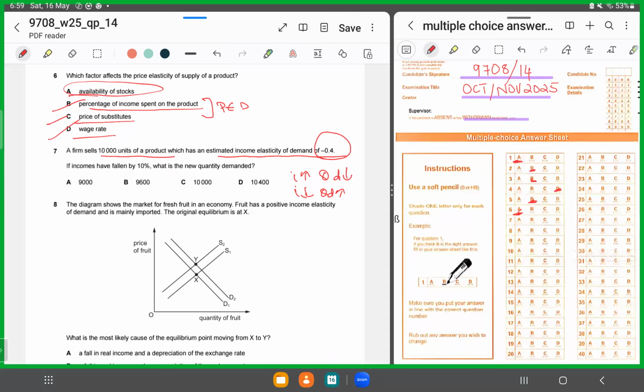Now they are talking about if incomes have fallen by 10%. So let's first put in the formula. Income elasticity of demand equals percentage change in quantity demanded divided by percentage change in income. In the numerator, we'll put in x because we don't know it. In the denominator, we'll put in negative 0.1. And over here, we'll put in negative 0.4 because that's what they've given us. Once you cross multiply, you will get 400, and when you add it on, it should be 10,400. So what does this show? This shows that as income fell, this was the new quantity demanded. So this was an inferior good, right? So we shade in B as the correct answer.